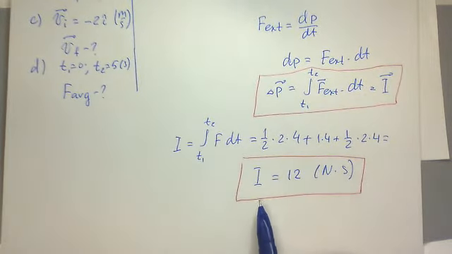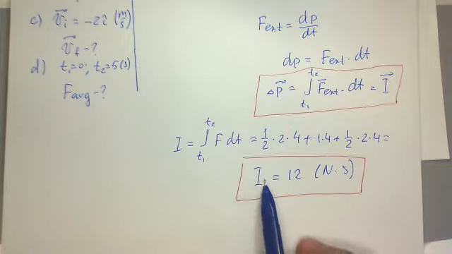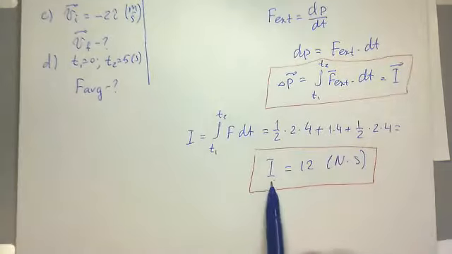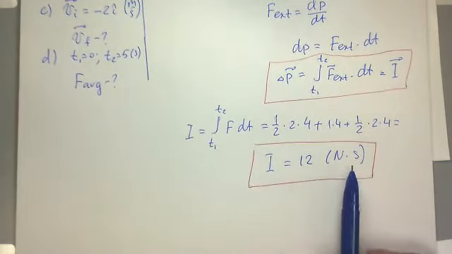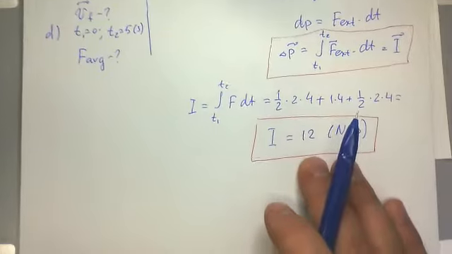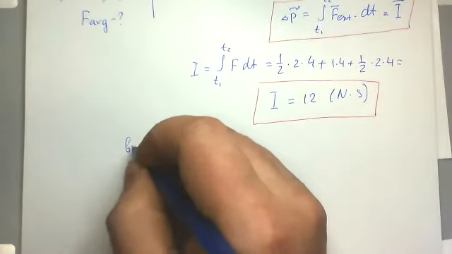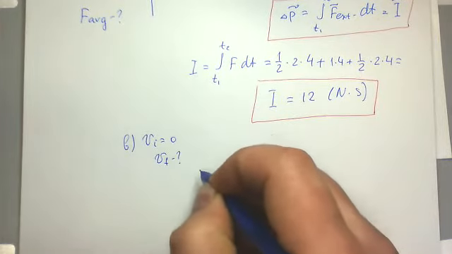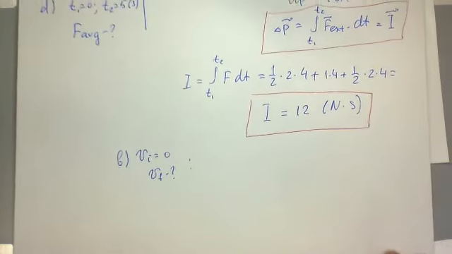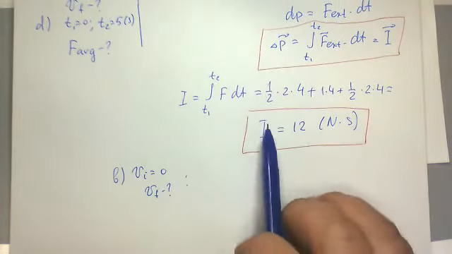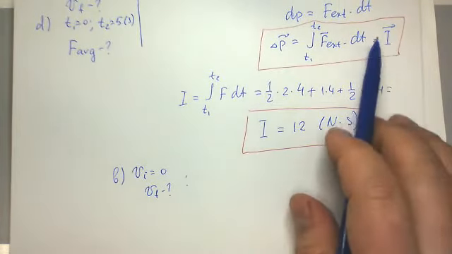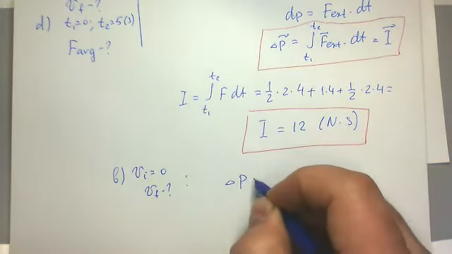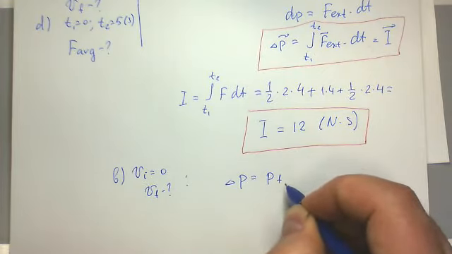So from the moment of time t equals 0 to 5 seconds, the momentum is changed by this value of the impulse. It's 12 newtons times seconds. Okay, now we need to find, if the initial speed of the particle was 0, the final speed. So how to do that? We found this impulse, and it is also equal to the change of the momentum. So let's find the change of the momentum.